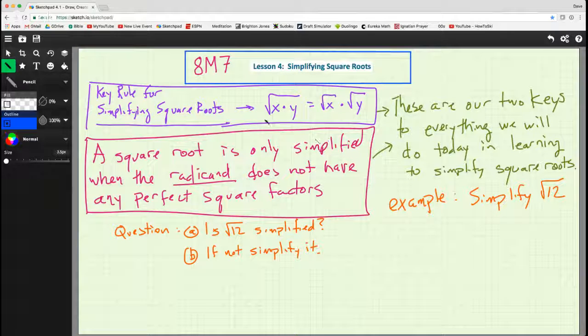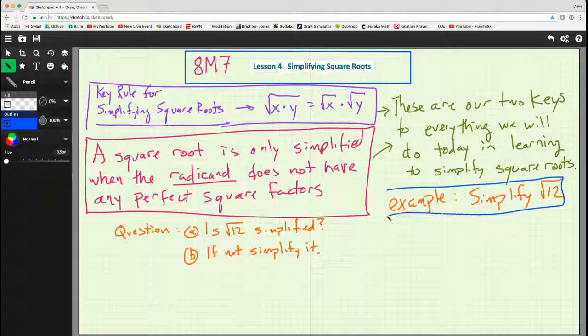The second thing is that the square root of two numbers multiplied together is the same thing as the square root of the first factor times the square root of the second factor. I'm going to show you how to apply both of these rules as we learn to simplify the square root of 12. Everything that we're going to do today depends on these two building blocks, and we're going to practice over and over.